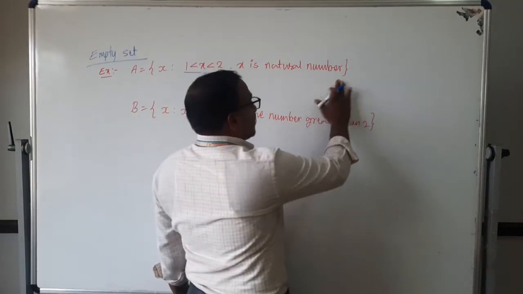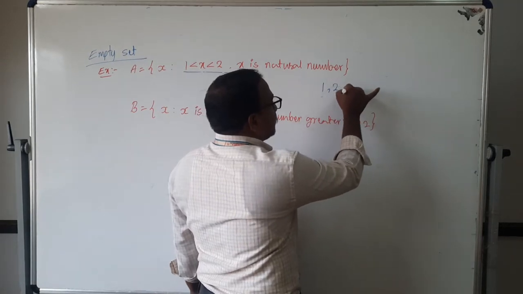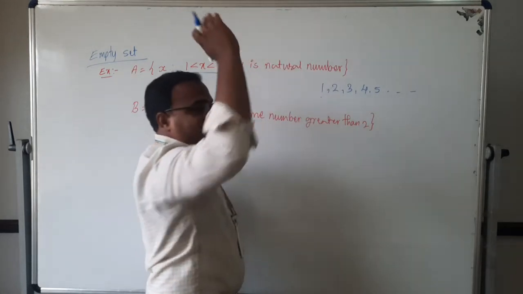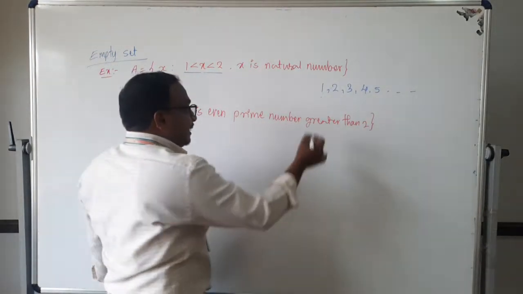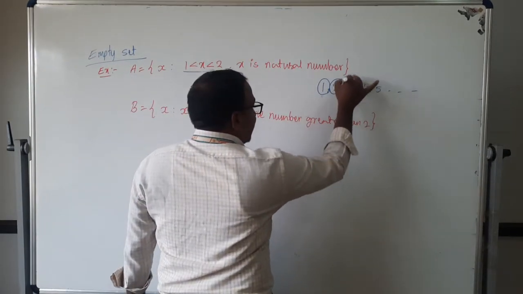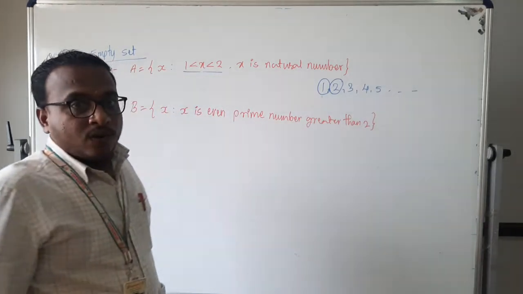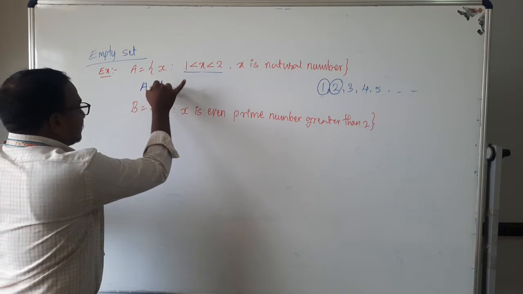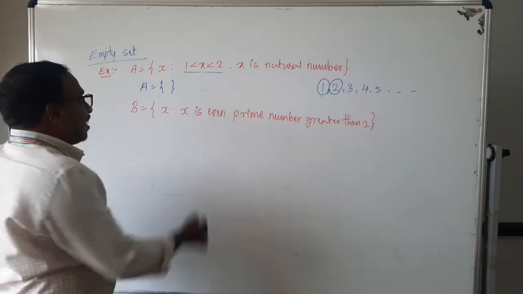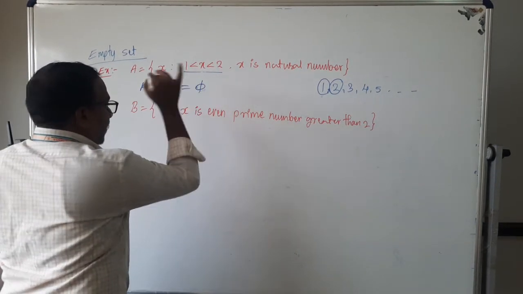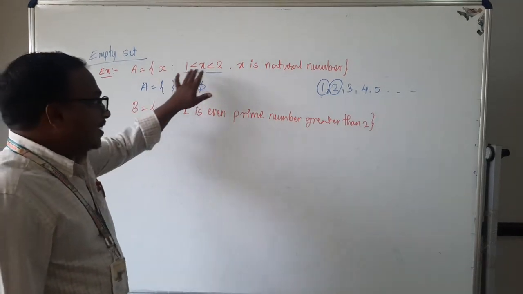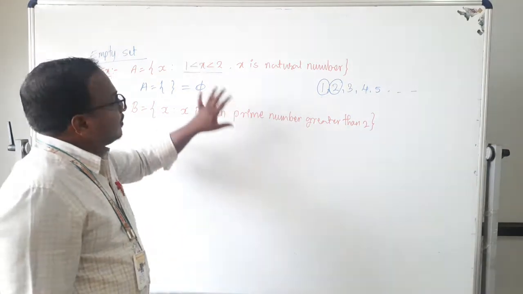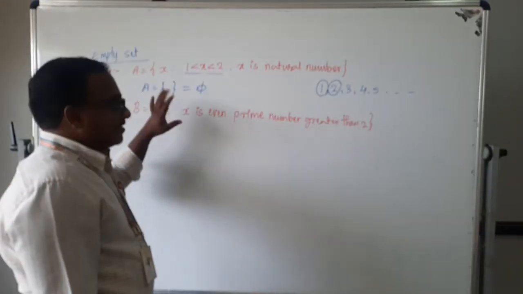We all know that the natural numbers are of the form 1, 2, 3, 4 and so on up to infinity. These are all called natural numbers. So in between 1 and 2, is any natural number there? No. So this set can be represented as A is equal to empty braces, or we can write this as phi. There are no elements of natural numbers between 1 and 2, therefore it is an empty set.